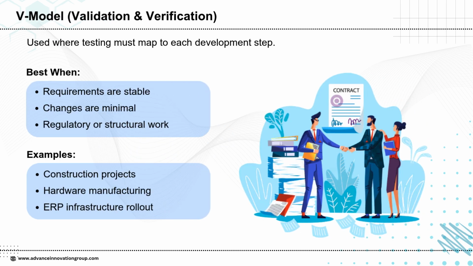The V model is best used when requirements are stable and changes are minimal. It aligns every development step with a corresponding testing step. This model works very well for regulatory, structural, or high-risk environments. Common examples include construction, hardware manufacturing, and ERP infrastructure projects where verification and validation at each stage are critical.